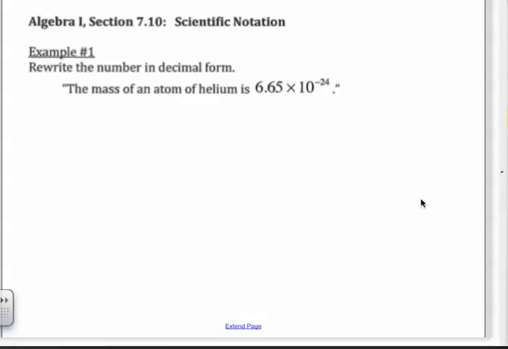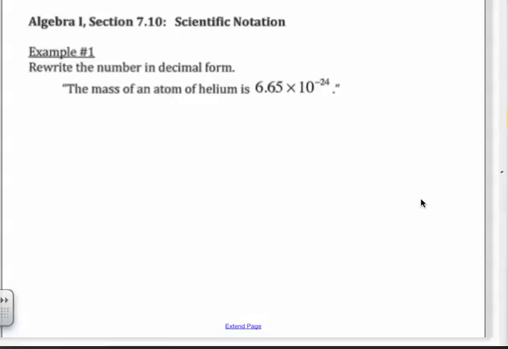Okay? Now, looking at this first thing, this represents a number, right? It's one term. It says rewrite the number in decimal form. It says the mass of an atom of helium is 6.65 times 10 to the negative 24th. So it's a tiny, minuscule measurement. Okay, and because it's so small, rather than having to write things with 24 places behind the decimal point, we change it to scientific notation. It makes it easier to work with.